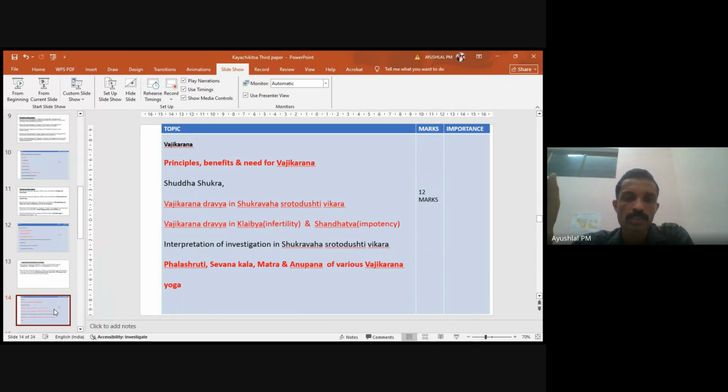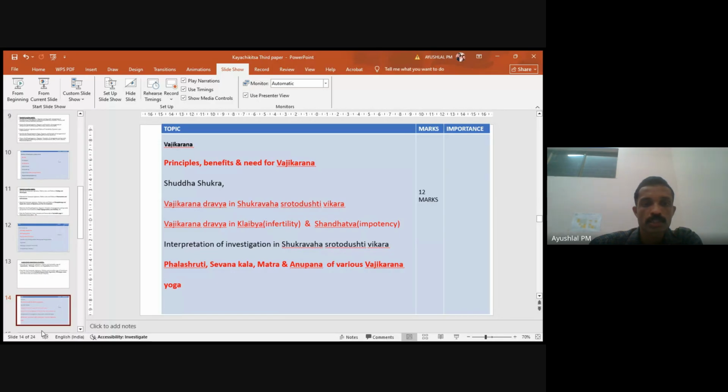This is meant for creating a productive progeny. So you should write all these things. And what is the importance of the female sexual partner in Vajikarana? Everything you can see in all these Vajikarana aspects.